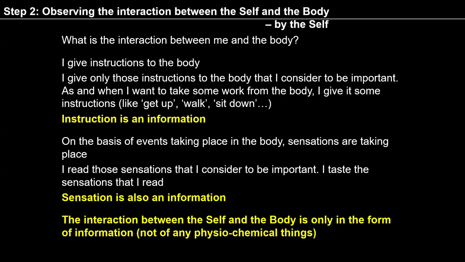So only information is taking place between me and the body. I give information, instruction, to the body, and I read some information from the body. So only the transaction of information is taking place between me and the body. And we have to observe whether it is true or not. We can directly observe it because we have enough potential to observe myself, to observe my body. Now onwards, we have to observe whether any physicochemical things are being exchanged between me and the body, or only information is being exchanged. So instruction is also information.